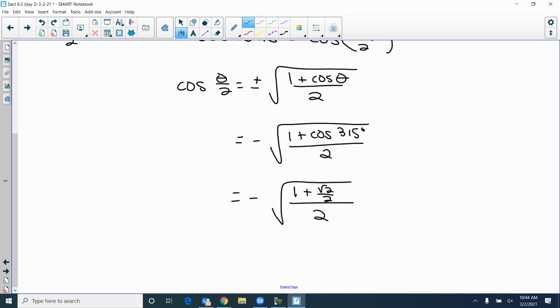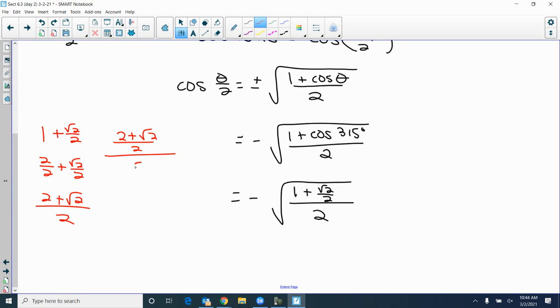Well, now I'm just going to go over here on the side. What's happening here? 1 plus square root of 2 over 2. That would be 2 over 2 plus square root of 2 over 2, which would be 2 plus radical 2 over 2. Well, that whole thing's over what? That whole thing's divided by 2. So it's going to be 2 plus square root of 2 over 2, all divided by 2. What does that look like?